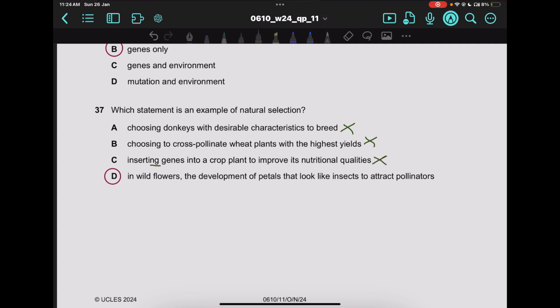In wildflowers, the development of petals that look like insects to attract pollinators. This is natural selection, which means that the plant or the animal decided to change themselves to adapt to the environment. This is natural selection, and they did it by themselves. Humans didn't really affect the breeding process. So the answer is going to be D.